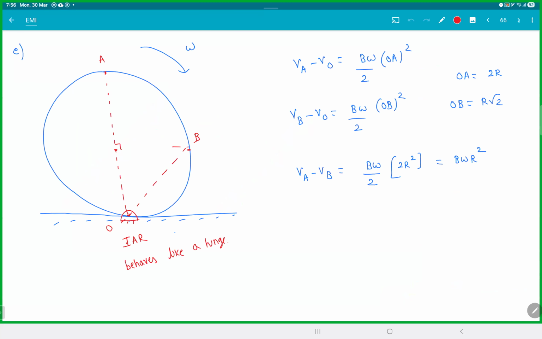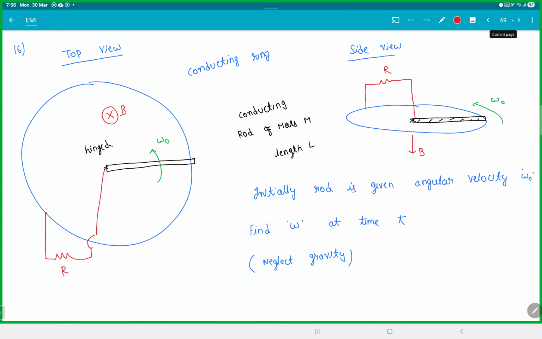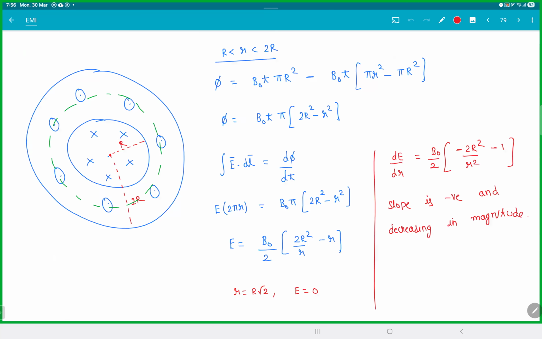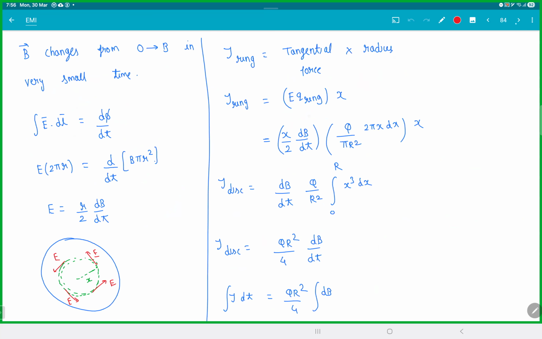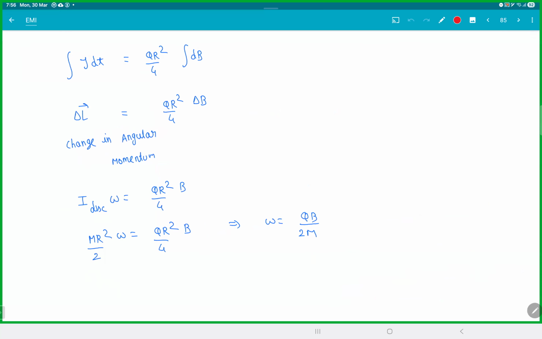Ring is rotating, find the EMF across this. This is another good question. Rod is rotating, find omega as a function of time t. And induced electric field, right? You should definitely check out 19. Field is suddenly switched on and the disk starts rotating. You can note it down, this is 19, you should definitely try on your own. Write down that number, 19, check it out.